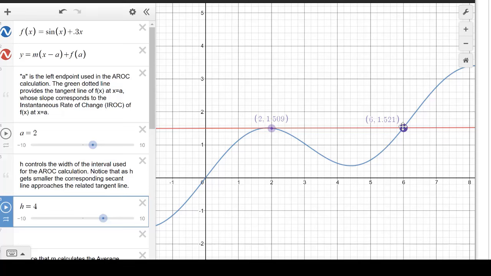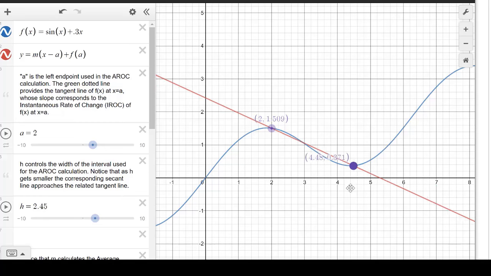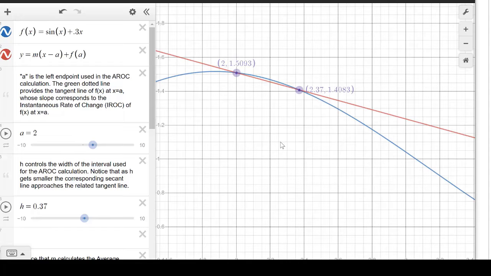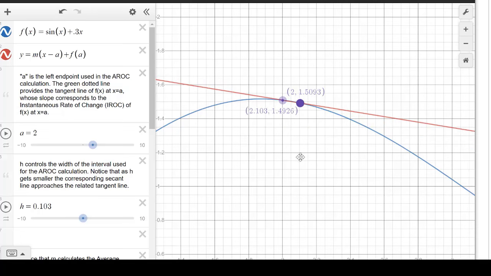We can actually physically do this just by grabbing this right-hand point and dragging our secant line. We can see on the left-hand side what's happening to h as we're doing that. h is getting smaller and smaller and smaller. So we're dynamically illustrating this idea of the limit as h goes to 0. We can keep zooming in too, and that's one of the nice features. We can just get closer and closer.